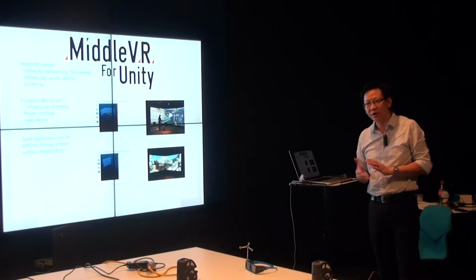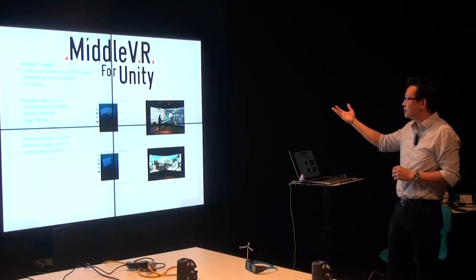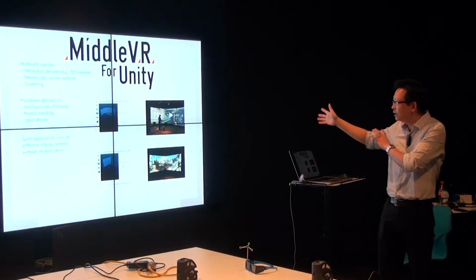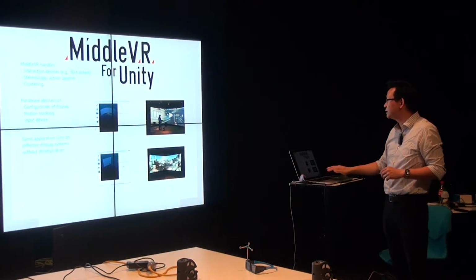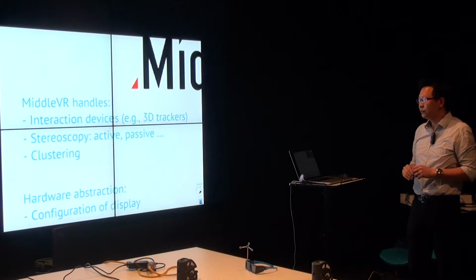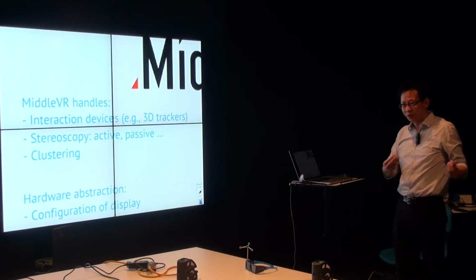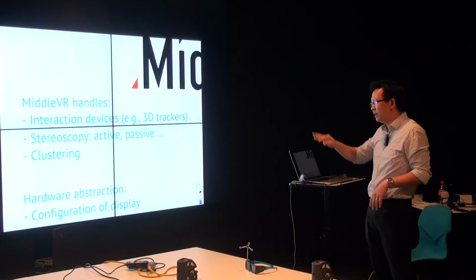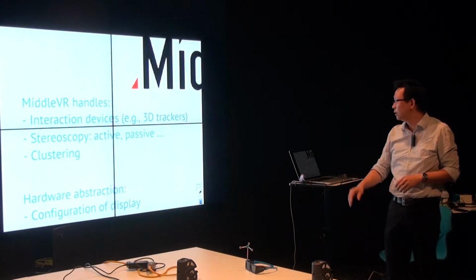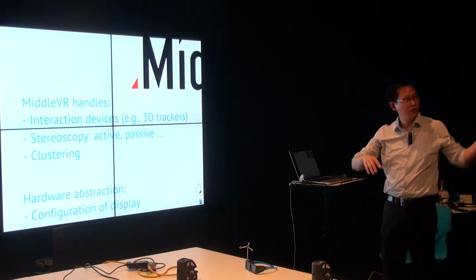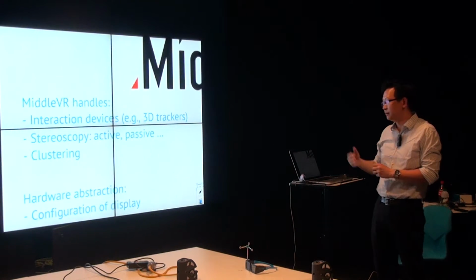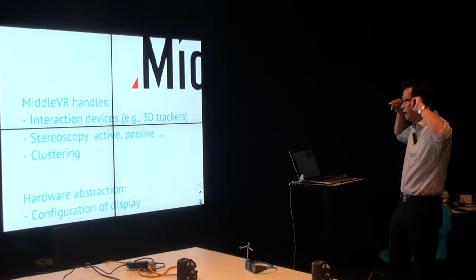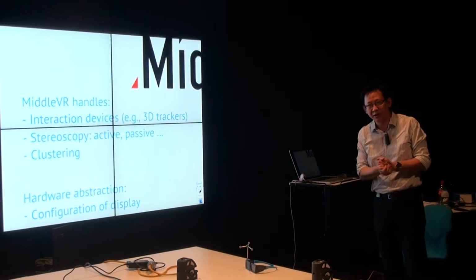MiddleVR is, like you said, a middleware for virtual reality for Unity, so that it lets Unity work on the virtual reality system. MiddleVR actually handles all the interaction devices, the tracking devices, all the tracking cameras. You can talk to them, and it handles the 3D stereo, so they can see 3D. And it also handles one very important thing, which is the clustering.